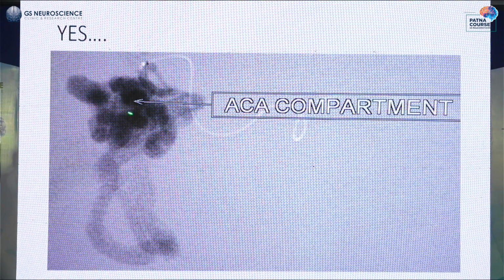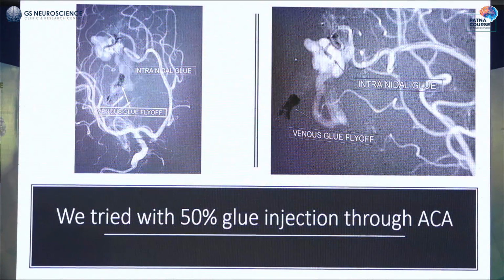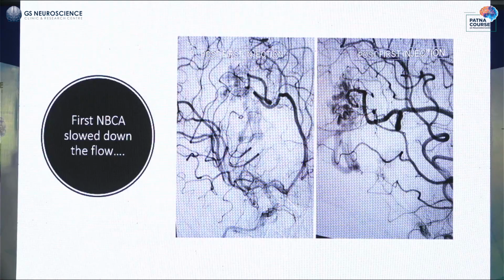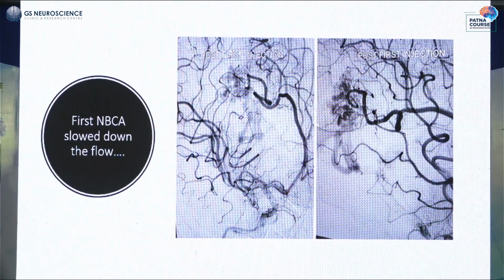So we first started with the SCA compartment. We tried with a 50% glue because it was a high flowing situation. However, even with 50%, we were constantly going into the vein. So we stopped our first injection here, once we found out that a large amount of glue had gone into the venous part, and we came back. So this was the post first injection.